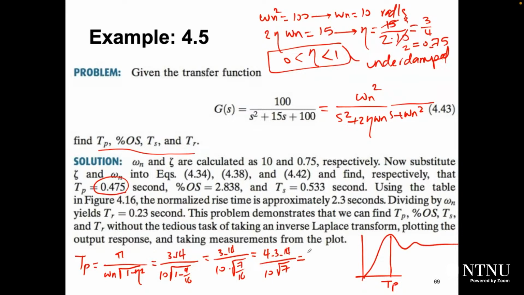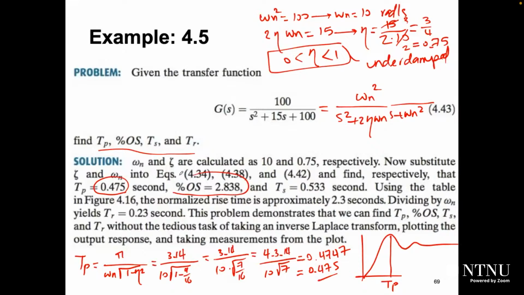Yes, so correct. So it will be 0.4747, right? Just try to round it to the nearest integer. So it will be 0.0475 seconds. So this is my peak time. We need to get the overshoot. How can we get the overshoot?